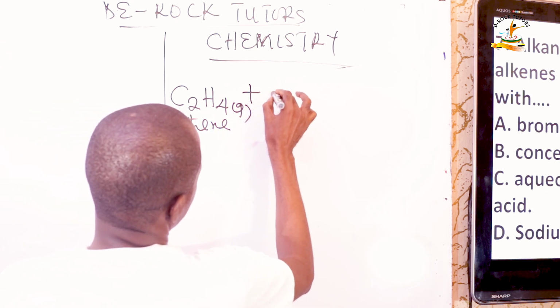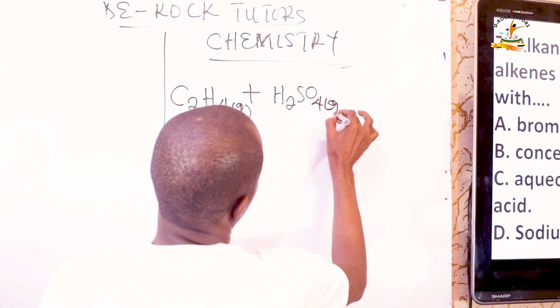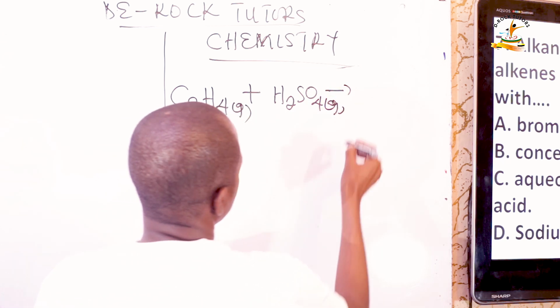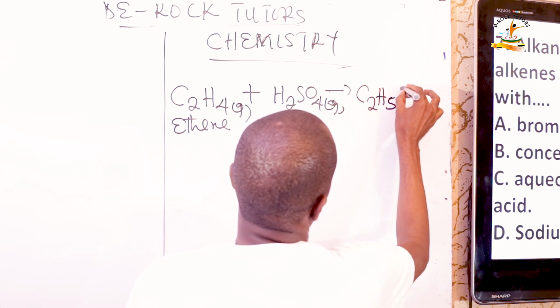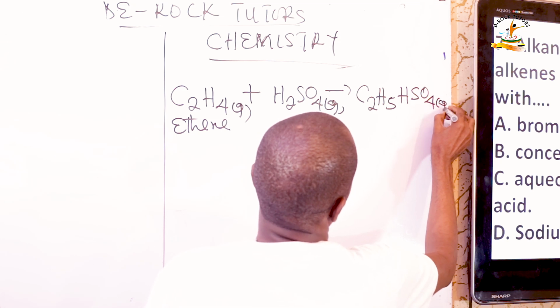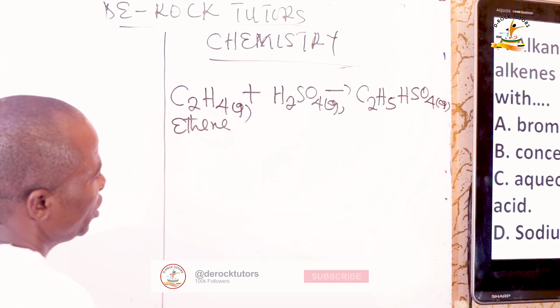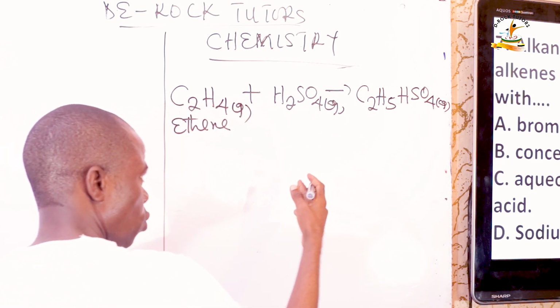If you add concentrated H2SO4, that will give us C2H5HSO4. This is the addition compound. Then after that, we now hydrolyze this. Hydrolyze means that we add water to it.